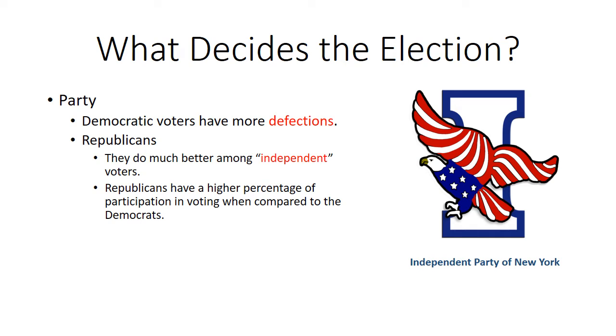Okay, we are going to take a look at the last part of chapter 15 and begin 16 today. So we're going to finish up with what decides the election. When we look at parties, Democratic voters have more defections than the Republicans do. Republicans tend to do much better among independent voters, and they have a higher percentage of participation in voting when compared to the Democrats.